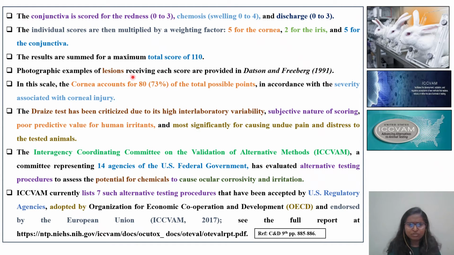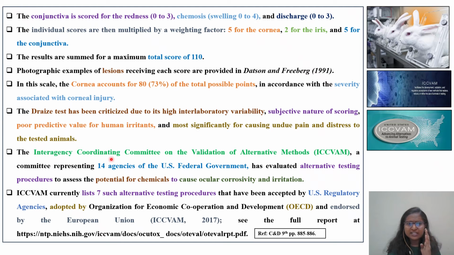The photographic examples of lesions receiving each score are provided in the reference by Freeberg. In this scale, the cornea accounts for 80, that is 73% of the total possible points, in accordance with the severity associated with corneal injury. The Draize test has been criticized for the same points which are mentioned by the ABT also: high interlaboratory variability, subjective nature of the scoring, poor predictive value for human irritants, and most significantly, causing undue pain and distress to the test animals. So this is the explanation given by the ABT in the first slide, if you see.